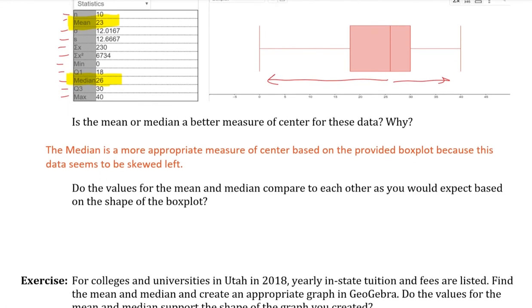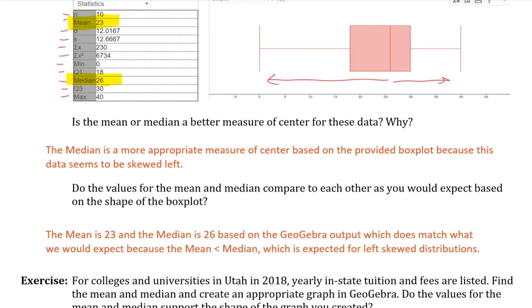So, for the question of whether the values for the mean and the median compare to each other as you would expect based on the shape of the box plots, our answer is yes. The mean is 23 and the median is 26 based on the GeoGebra output, which does match what we would expect because the mean is less than the median, which is expected for left skewed distributions.